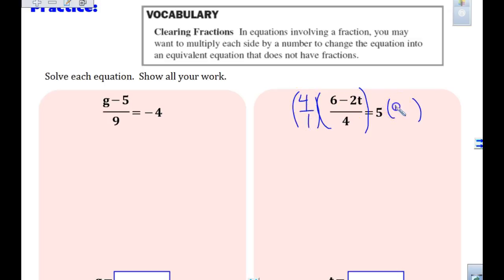You just said I'd take 5 times 4. You would. 5 times 4 does give us 20. But on this side, the reason we're multiplying by 4, and not 10, is because we want to get rid of this. And 4 over 4 is 1. So now we're left with 6 minus 2t equals 20.